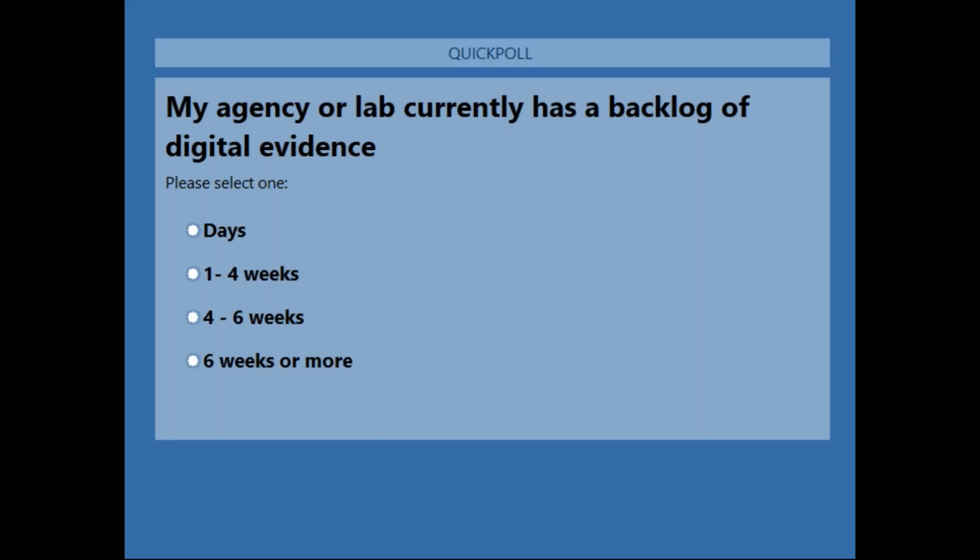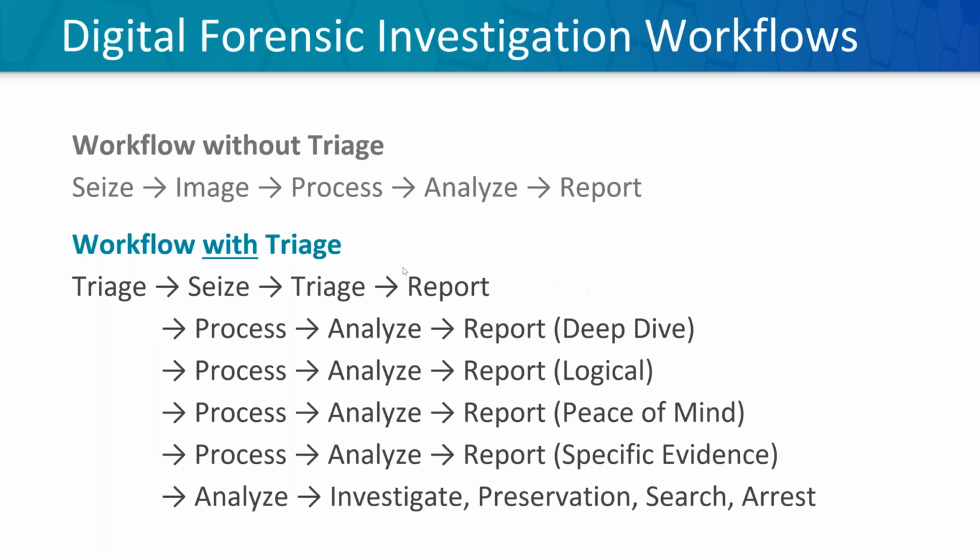But it looks like with a little more than 2/3 of you voting, 20% no backlog, a quarter a month, a quarter 6 weeks, and then the rest are 6 weeks or more. So that's pretty good. It's good to see that people are working on that. It's really tough with the amount of stuff that's out there today.